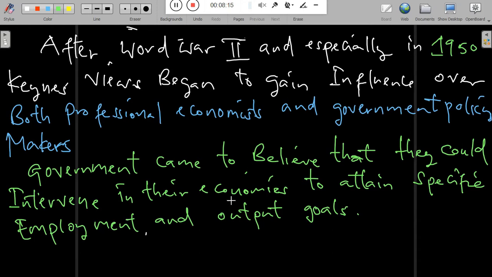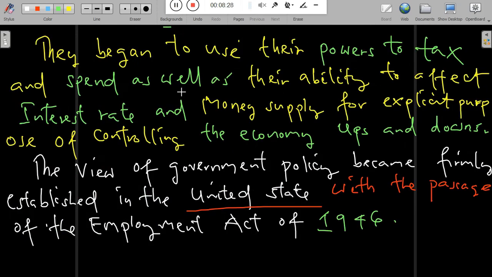Some of the economists supported the work of Keynes by believing that the solution for the effects brought by the Great Depression was for the government to intervene through its policies. So they began to use their powers to tax and spend, as well as their ability to affect interest rates and the money supply, for the explicit purpose of controlling the economy's ups and downs.